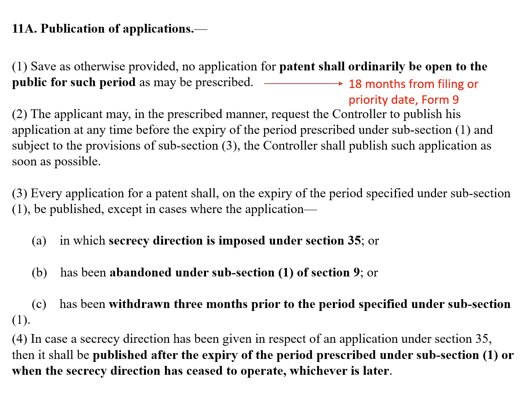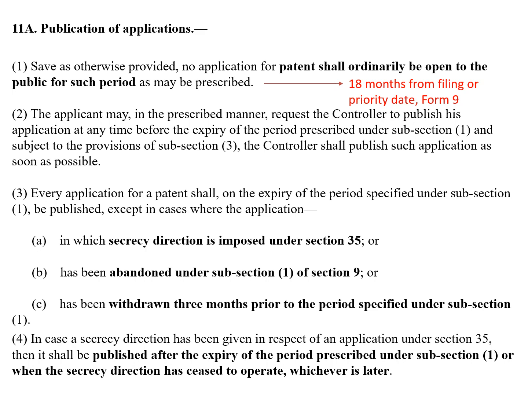Subsection 11A is very important. It deals with the publication of applications, which is done within 18 months from the filing or the priority date. So within such period means 18 months. When you have filed the patent application, within 18 months it will not be published and will not be available to the public, but after 18 months it will be available on the patent office website.